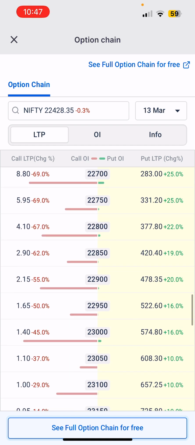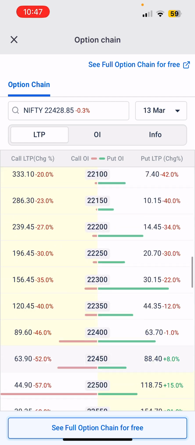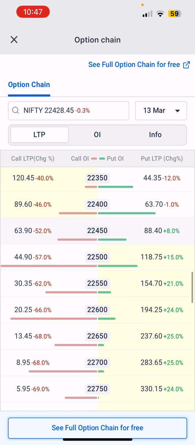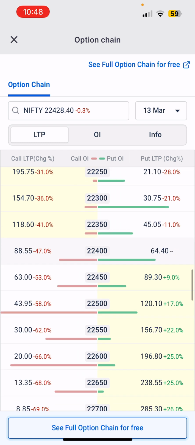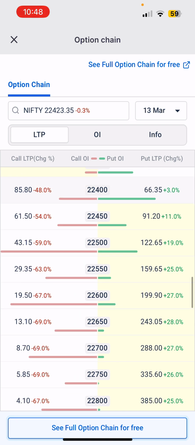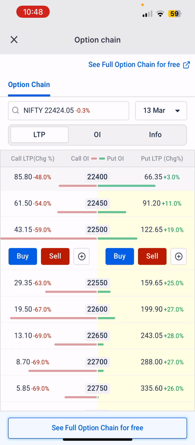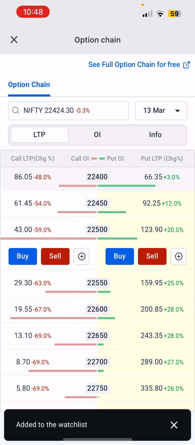The red is high. It means call sellers are high and put sellers are low. It means the market might see a small correction here. Currently 22,428. If you take 22,400 C or P, it will give massive decay because it is at the money. So we should look at in the money options. Now if I want to short, here I can see 22,500 PE, which is at 123. I'll select this and add it to my watch list, 22,500 PE.